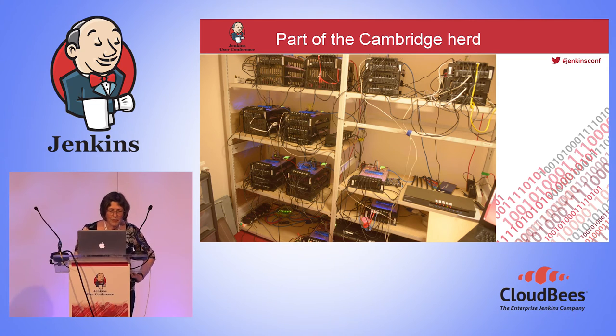This is a photograph of part of the herd. Each of these black assemblies here has got a cow sitting on top. The blue glow is from the LEDs on the cow. And mostly the development boards that are attached to each cow are tidily stacked underneath on the little black shelves.